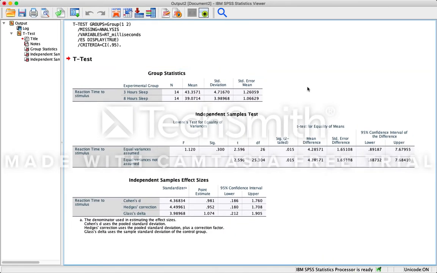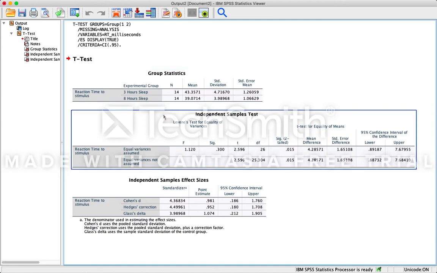This is the results of the independent sample t-test. First thing to look at are the mean values. You can see the 3-hour sleep group had a mean of 43.36 milliseconds reaction time, while those in the 8-hour sleep group had a reaction time of about 39.07 milliseconds. They appear different, but we won't know that until we go down and we look at this table.